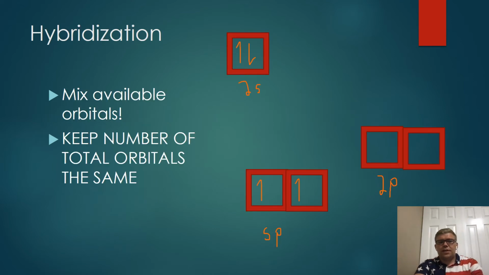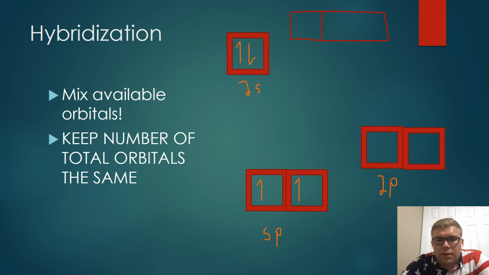Okay, so hybridization, I forgot to draw that in. So basically, we're just going to mix the available orbitals and keep the number of total orbitals the same. So we're just gonna have to draw this in really fast. I totally forgot to do that.